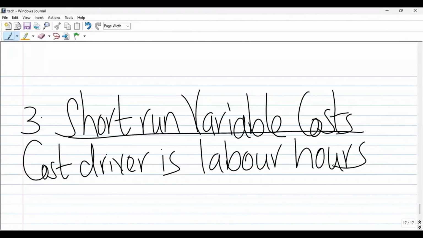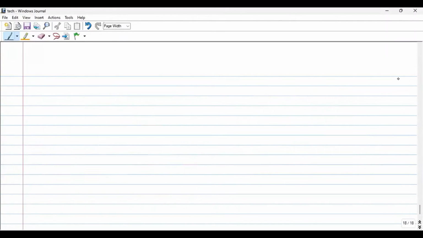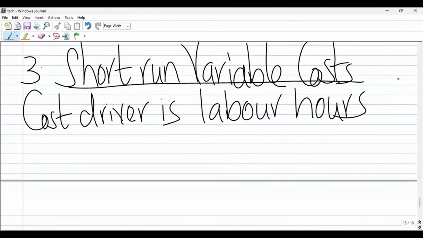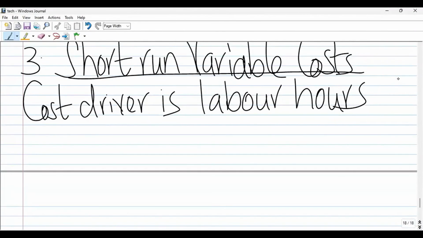So unless the examiner has told you the short run variable cost driver is labor hours, you don't need to show us the cost driver because he has already told you. When he hasn't told you, you first have to show the cost driver. So we come and compute the overhead absorption rate.